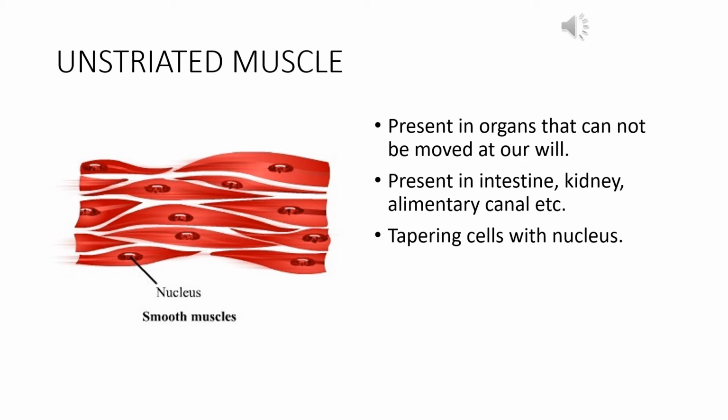They are present in our alimentary canal. The alimentary canal helps the food to move from our mouth to the stomach. The alimentary canal has a movement which is due to the unstriated muscle present in its walls. And that movement is known as peristalsis. Because of peristalsis, the food moves from the mouth down into the alimentary canal. Similarly, unstriated muscle or the smooth muscle is also present in the intestine, kidney and other organs.